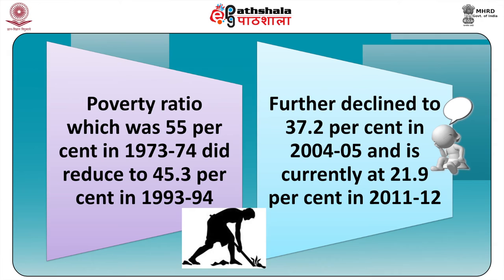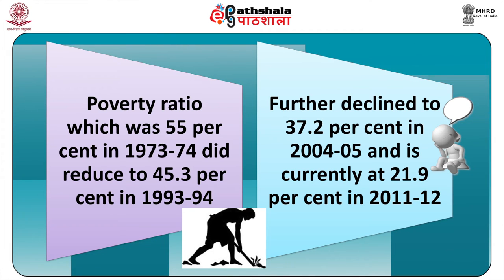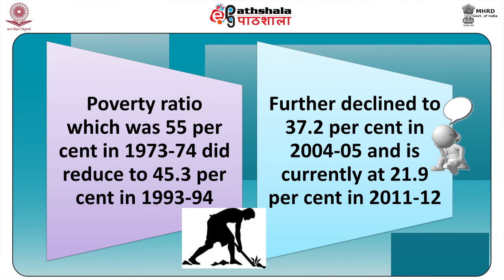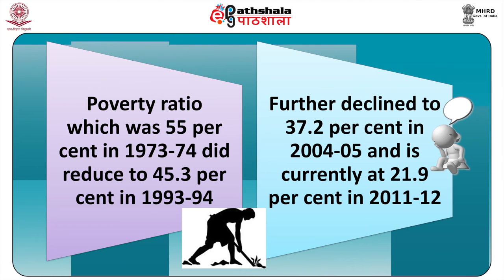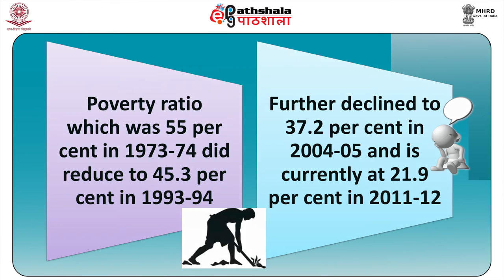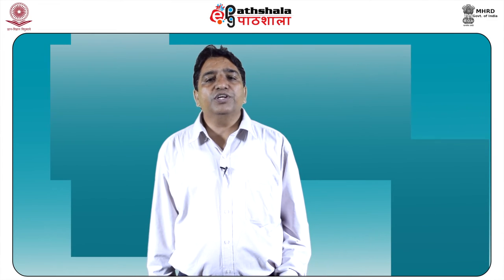Since the 5th plan, the poverty ratio, which was 55% in 1973-74, did reduce to 45.3% in 1993-94, further declined to 37.2% in 2004-05, and is currently 21.9% in 2011-12. But it has still not been eliminated completely. Thus, although a lot of expenditure has been done on poverty alleviation programs, the problem still persists.